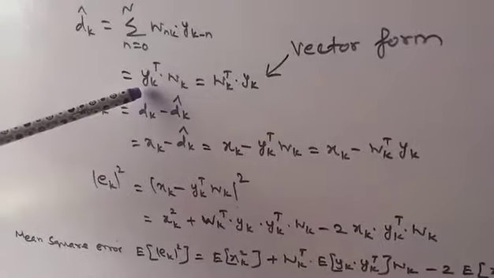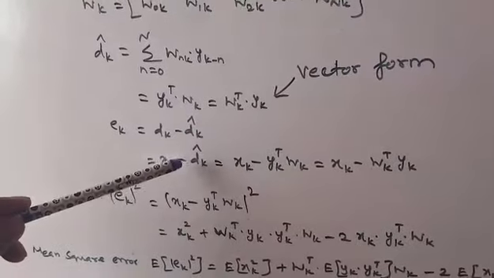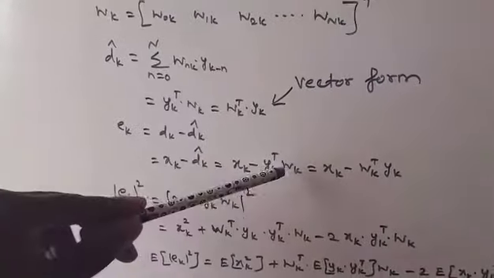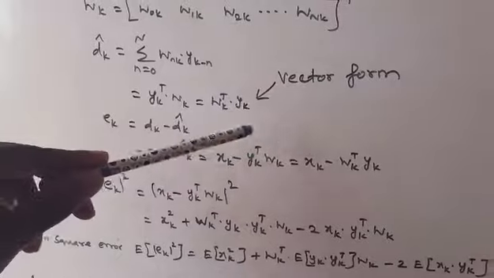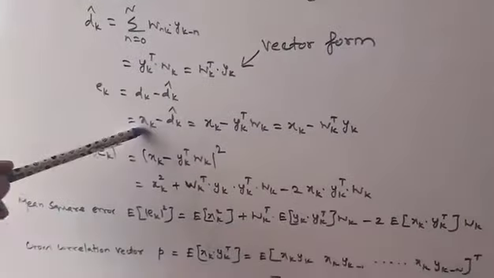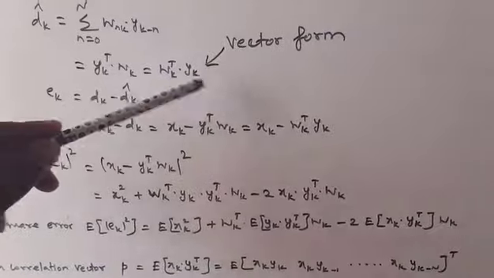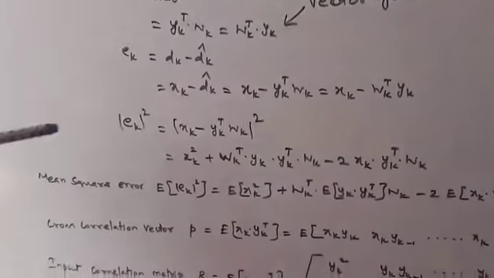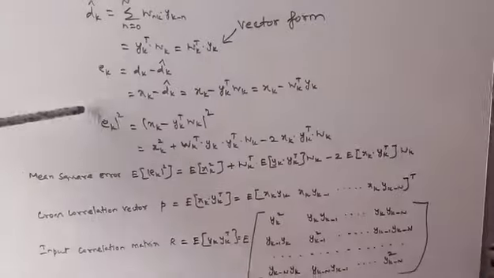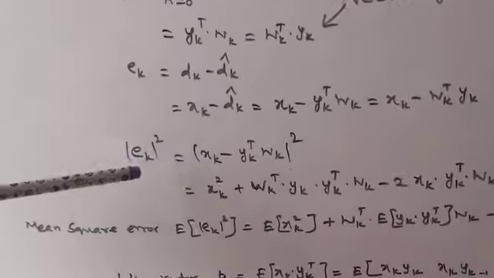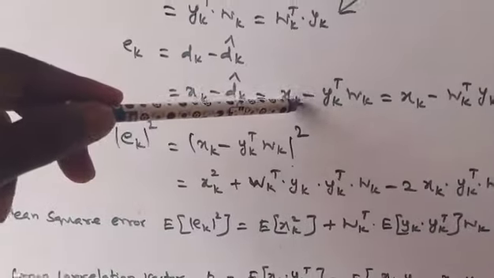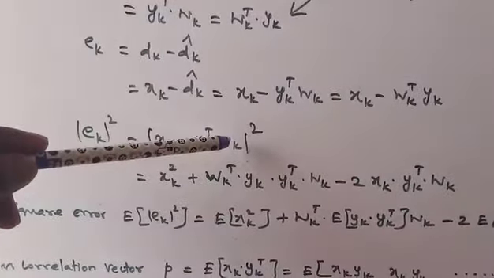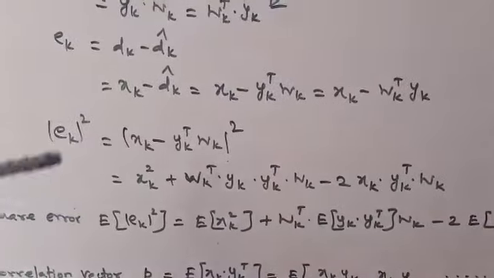So what is the first one? Yk transpose Wk. So xk minus Yk transpose into Wk. Then it is also equivalent to xk minus Wk transpose into Yk. To find the mean square error, first we take the square of the modulus of the error ek, which is nothing but modulus of xk minus Yk transpose Wk, squared.